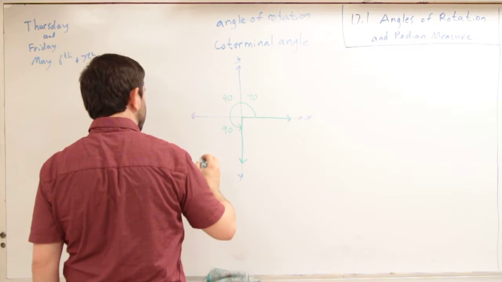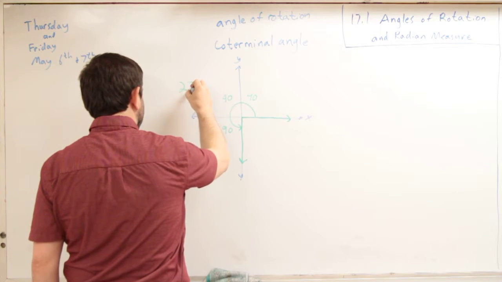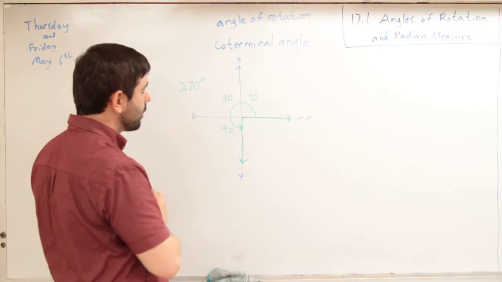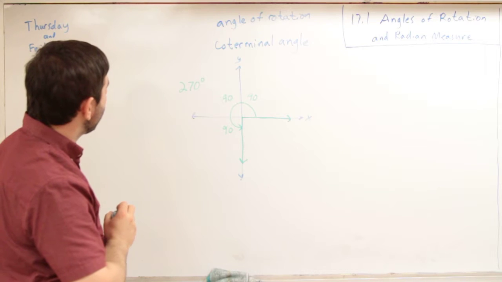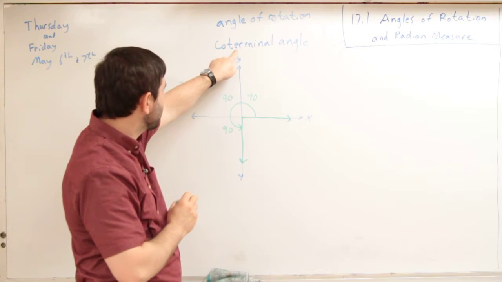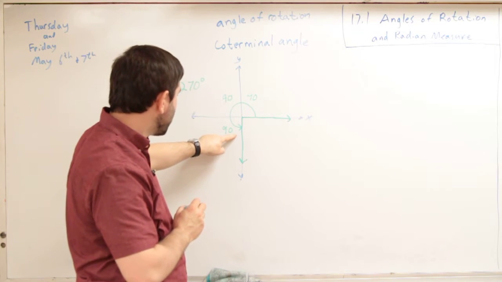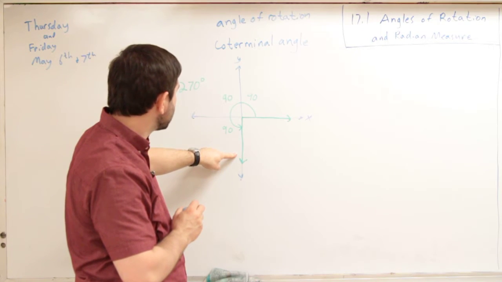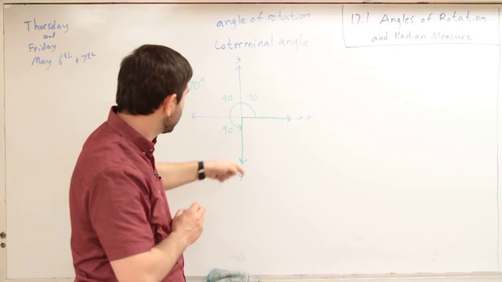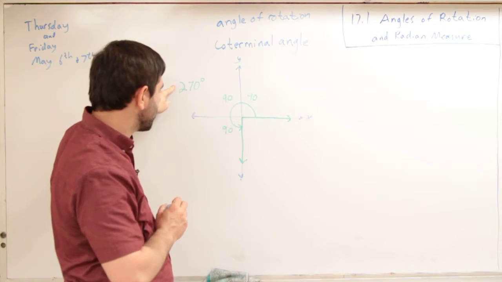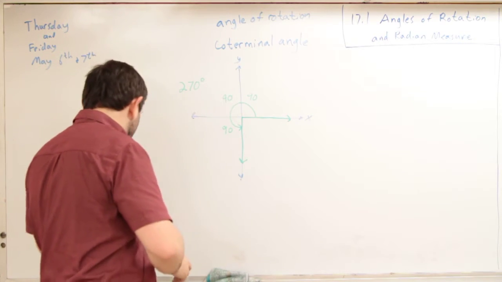So this angle is a 270 degree angle. Coterminal means we're going to be looking at the terminating side, that's this side down here. And we're going to see, are there any other angles that would look just like this, although we'd give it a different angle measure? Well, it turns out there are.